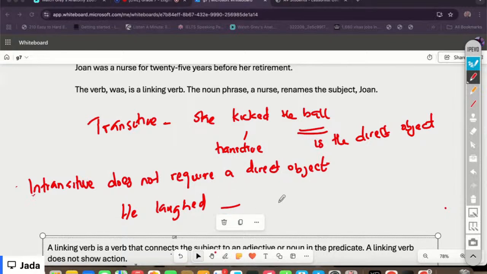So you see that the direct object is like what or whom did he laugh about or laugh off or anything, but it doesn't have. Okay? So that's what makes it intransitive. So you see that there's no object receiving the action of the laugh. Okay? So that's how we can differentiate intransitive and transitive.